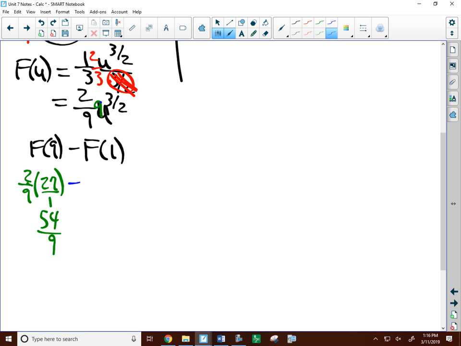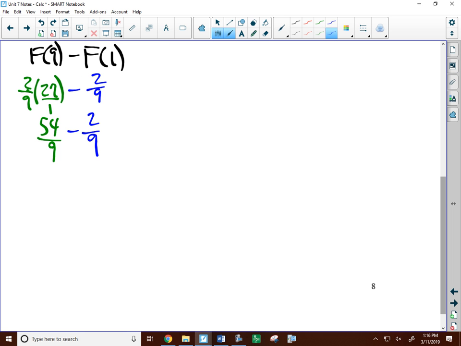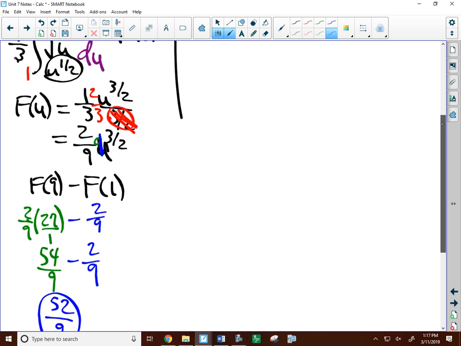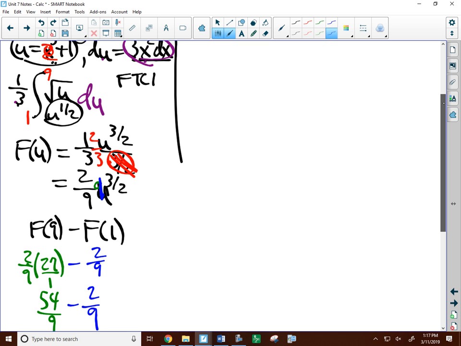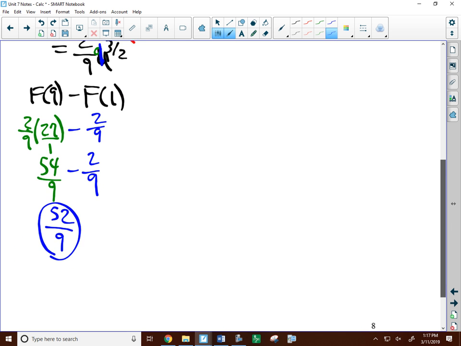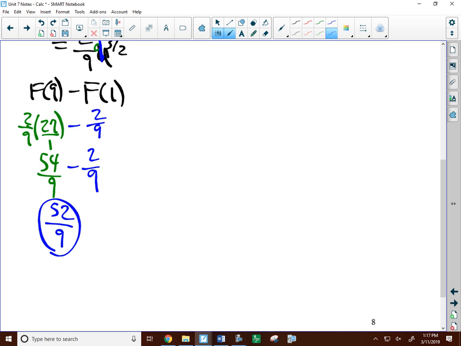Minus, when I plug in 1, 1 to the 3/2 is just 1, 1 to any power is just 1. 1 times 2/9 is 2/9. So I subtract those, and you get 52/9. So again, use substitution, change the limits to 1 and 9, do an antiderivative, plug in 9 and 1, and subtract.